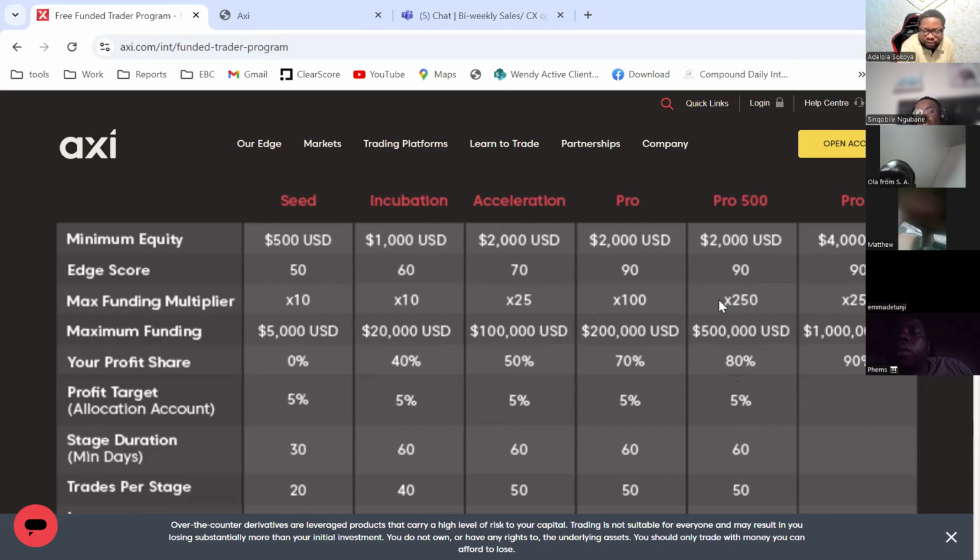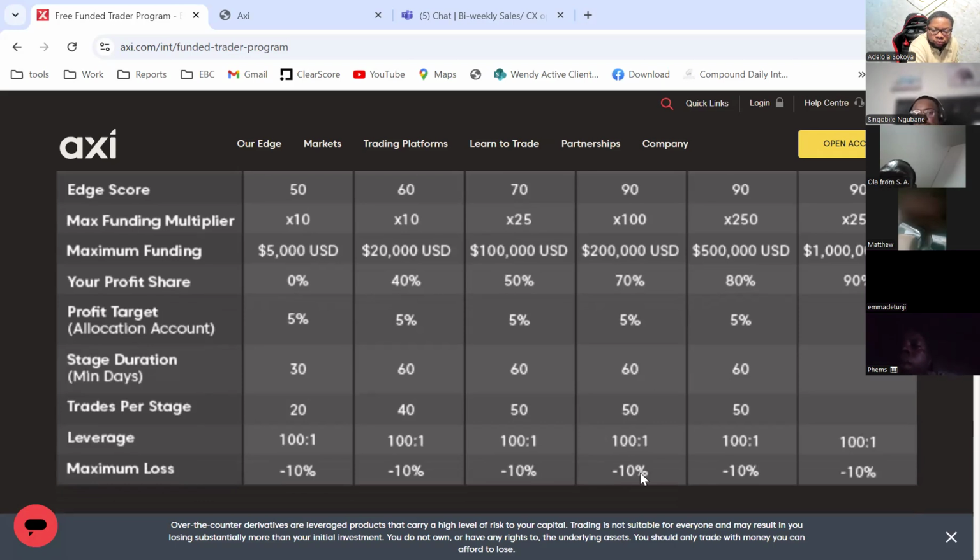So the secret is here, because I've noticed that most of my clients make mistakes here. If they're trading the 2,000, they focus on making big profits, make mistakes, and end up hitting their 10% drawdown.